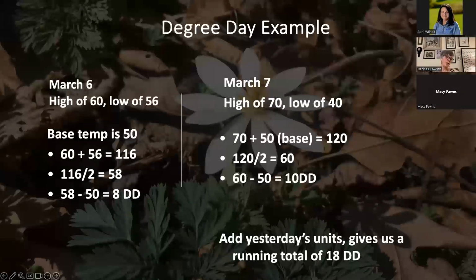We go back to yesterday, we pull in those 8 units, and now at the end of March 7th, we have a total of 18 degree day units, okay? So that's how those numbers accumulate through the season. If on March 8th, it's below 50 degrees for another week or 2 or 3, we just stay at 18, and that's how sometimes it feels. Things aren't happening very fast until we get another day that the average daily temperature is above 50 degrees, above our base.